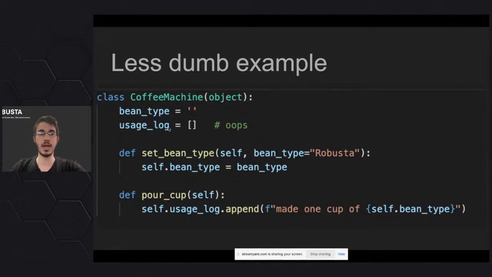So obviously here I have some usage log, but I intend for this to be deleted every time, because I use the coffee machine a bit, and then I delete the coffee machine, like I get rid of it, and then it gets garbage collected, and then I create a new coffee machine.